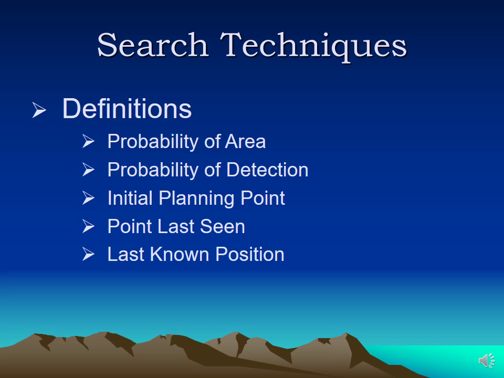Initial planning point. This is where we will begin the search. Point last seen. Rather obvious, but remember it is based on witness accounts. Point last seen may actually be the subject's residence, which may be a long ways from where the search actually occurs. Last known position. This point is based on witness accounts, or it may be where the subject's car or camp is found.